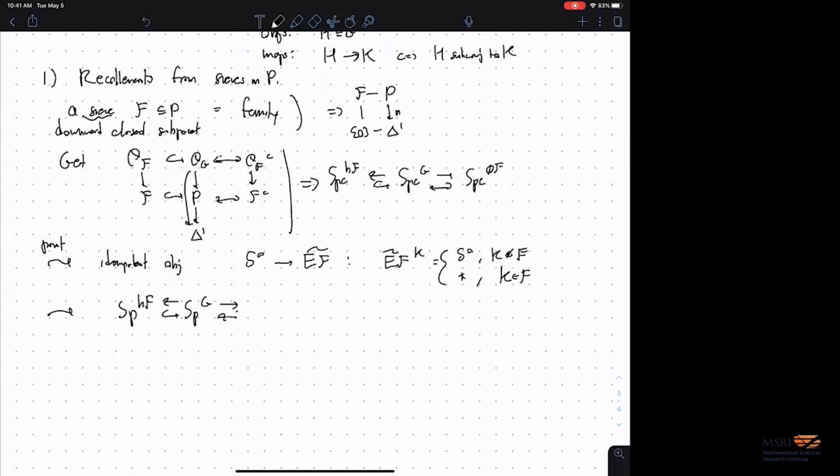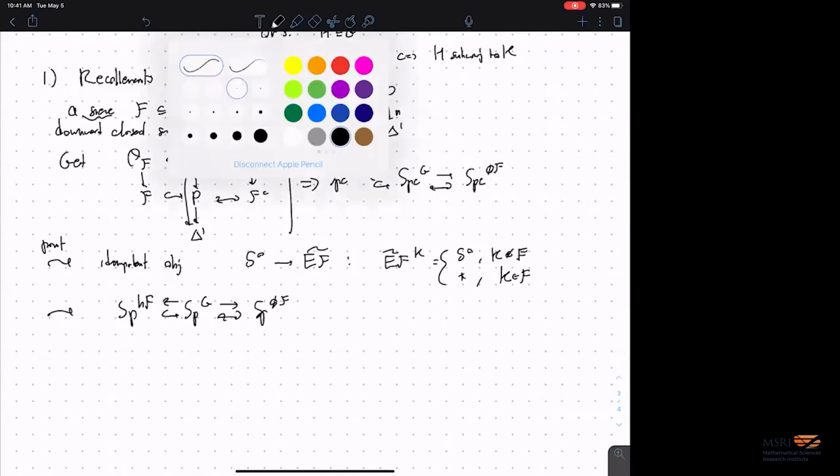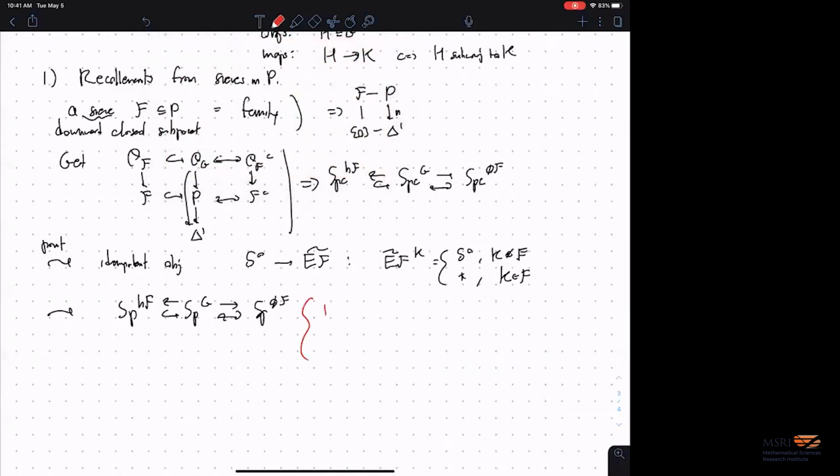And SP upper phi F, lying inside SPG. So let me just parenthetically remark that, let's say F is just a trivial family, then SP upper HF embedded inside SPG is sometimes called co-free G spectra, and is equivalent to just Borel G spectra in the sense of spectral G action.